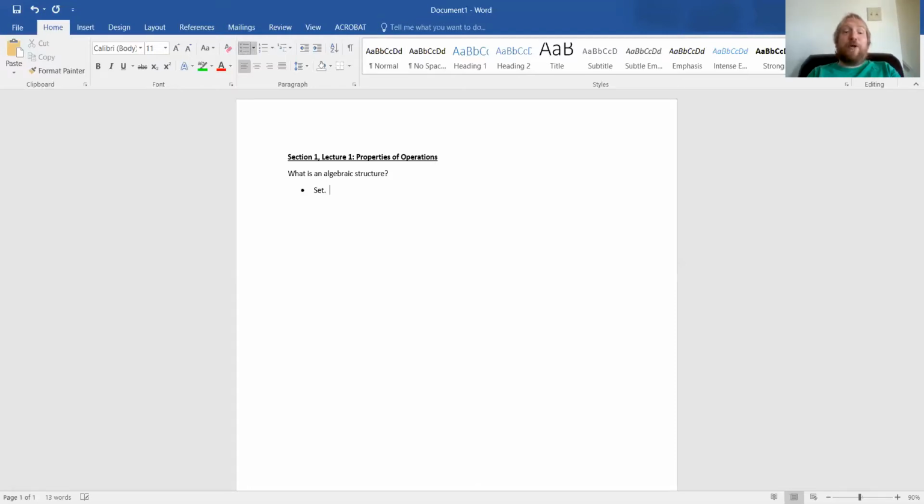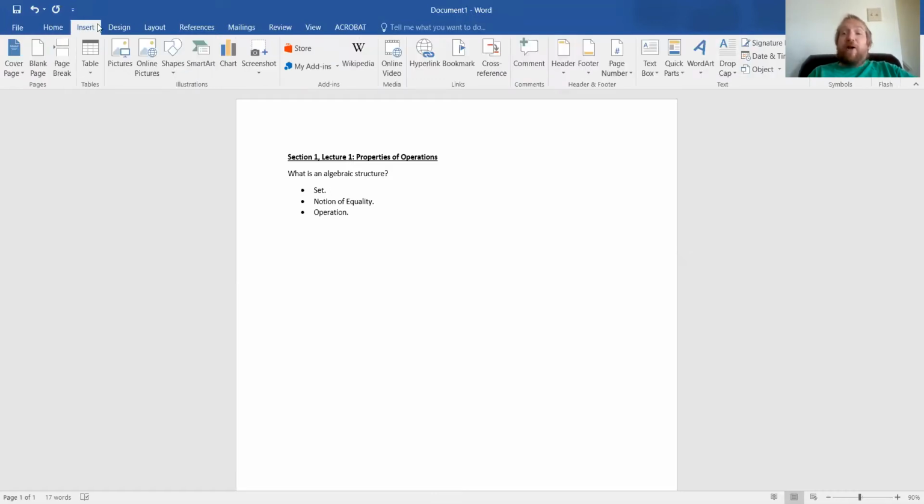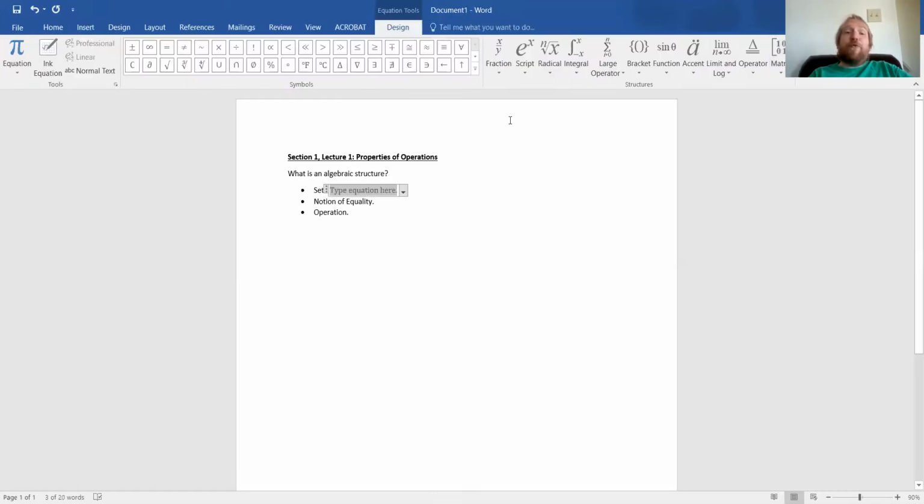Now, we talked about what a set was in foundations, and we've seen many examples of sets. It also has a notion of equality, and it has an operation. Now, in terms of sets, the simplest algebraic structures use either the real numbers or a subset of the real numbers as their sets. So something like Z, Q, or R, or if we wanted the positives, Z plus, Q plus, or R plus.